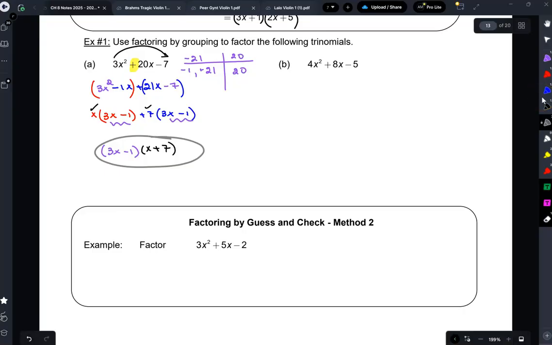It's whatever is left. So the 3x minus 1 goes away, and then I have x plus 7. All right, so let's do the next one. Multiply the two numbers, and we're going to get negative 20. So I want two numbers that multiply to negative 20 and add to 8. So negative 20, positive 8. What are the factors of 20? 2 and 10.